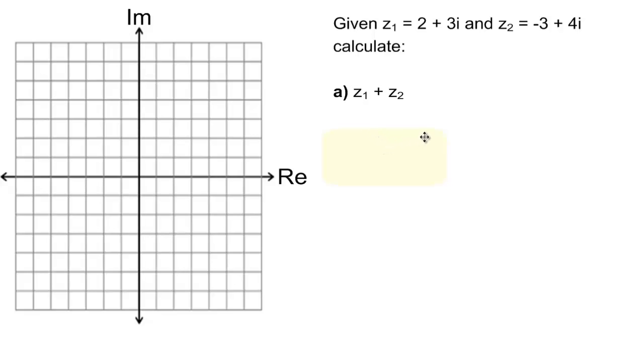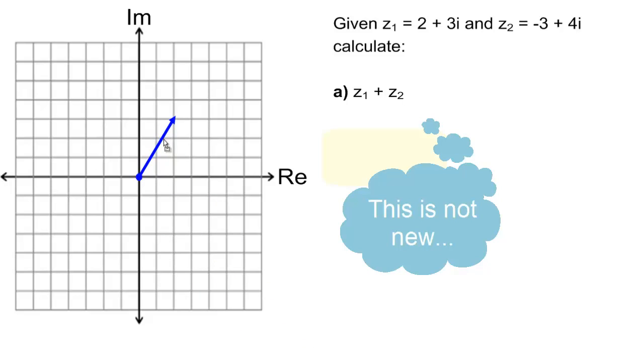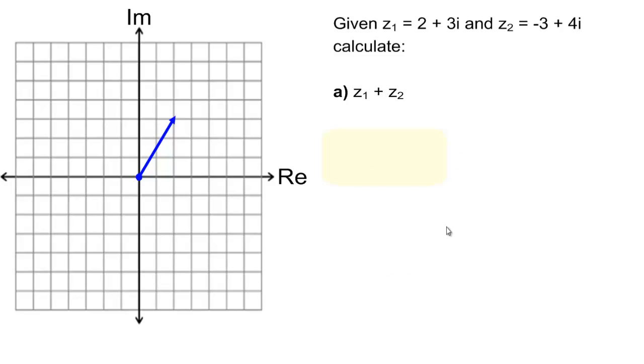Since complex numbers are really vectors, we can do any operations with complex numbers the same as we would with any vectors. For instance, given z1 is 2 plus 3i and z2 is negative 3 plus 4i, we want to calculate the sum, z1 plus z2. We start with the first complex number, 2 plus 3i, and write it as a vector.